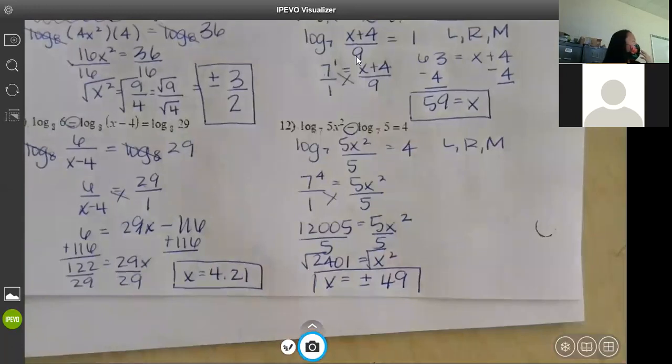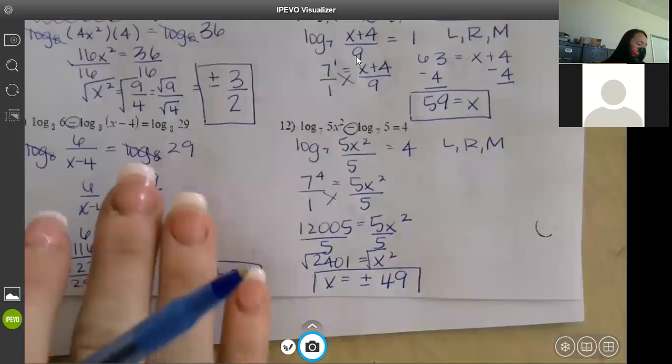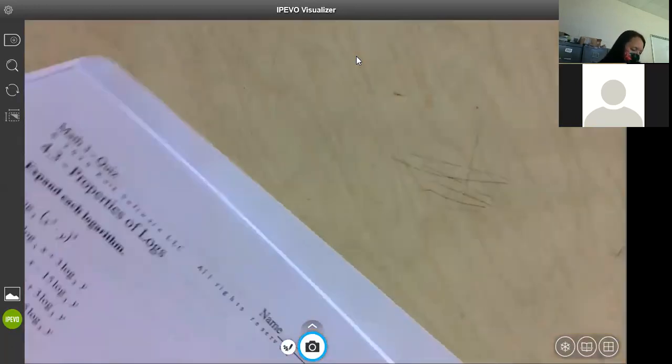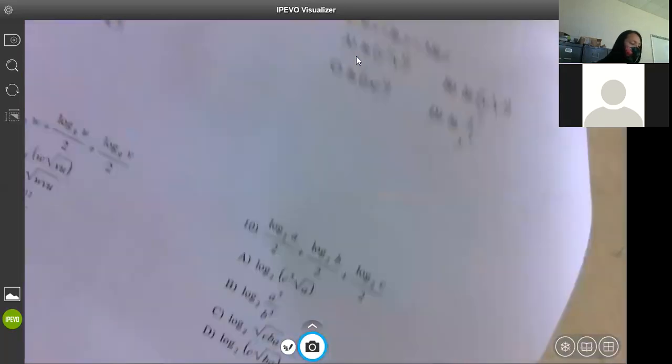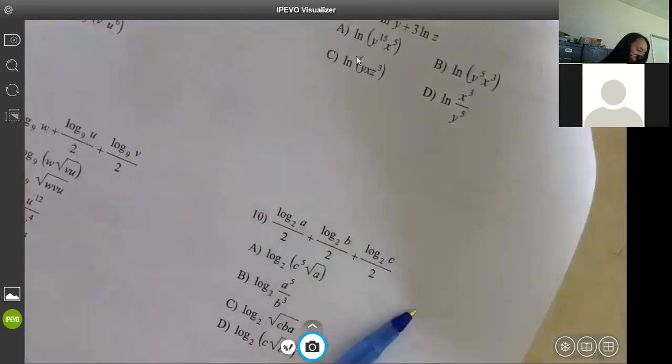Any questions? All right, so I opened up your quiz for today. Trying to see if there's anything crazy I think you've done. Everything on there. If you look at 9 and 10, see how they have the 2's on the bottom. Remember, those are 1/2.